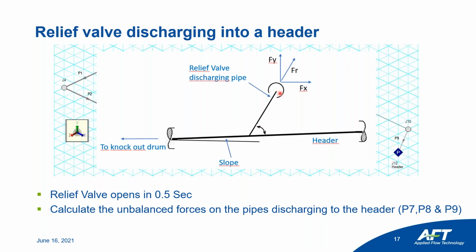This forces the pipe stress engineer to design a support to handle the dynamic forces generated when the relief valve opens. And the reason for this is because high momentums can be generated in the connection, and you want to avoid high stresses in the connection with the header.